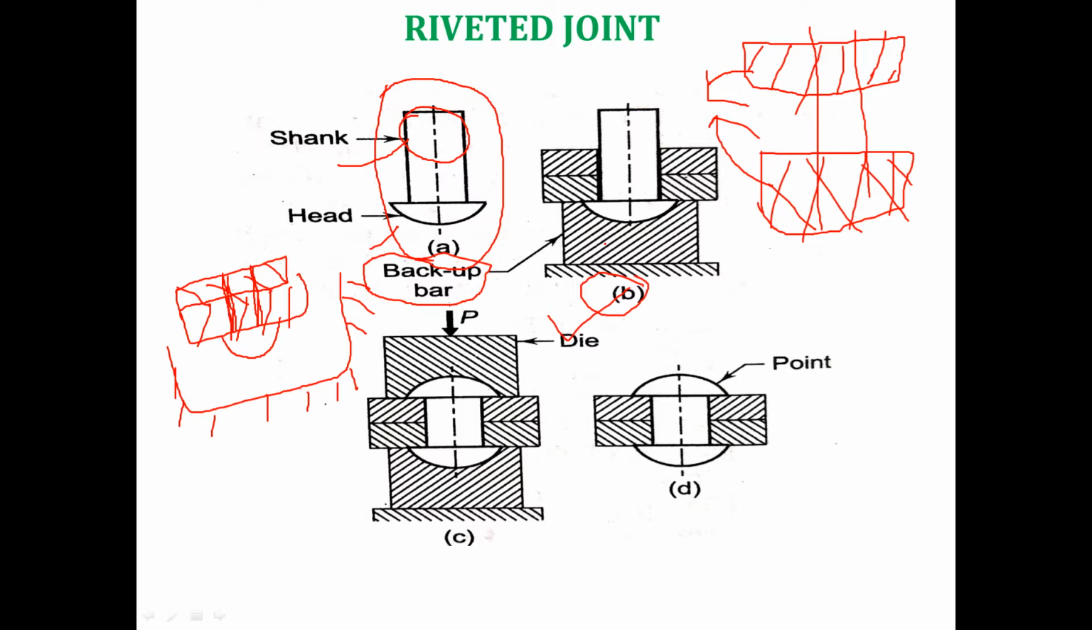Fine. Now if you see the two metallic parts, you have joined them with a rivet joint. But will this rivet joint be safe?